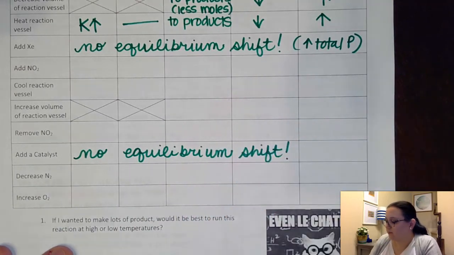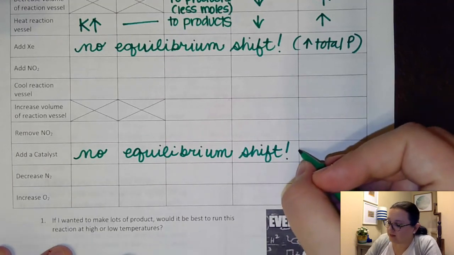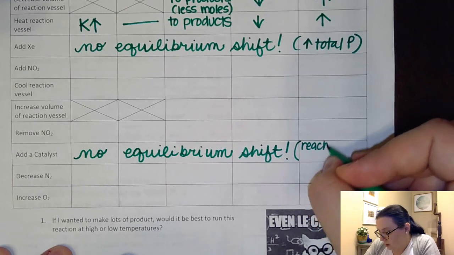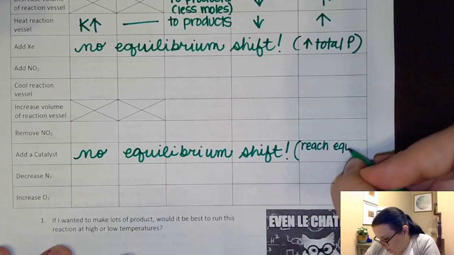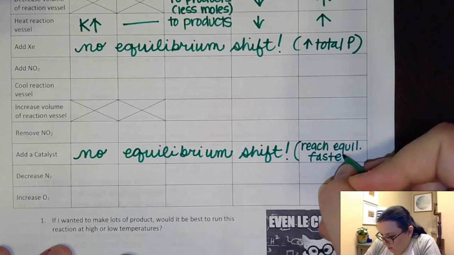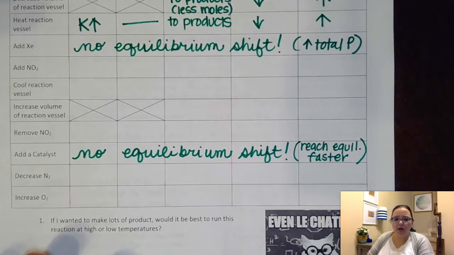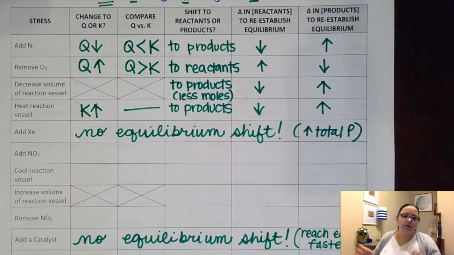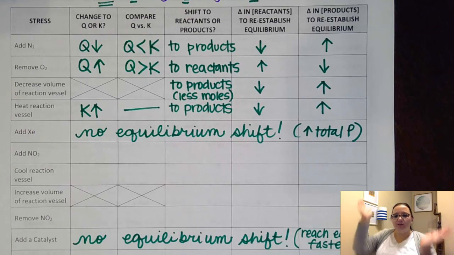All that the catalyst does is allow us to reach equilibrium faster. So if you do one of the other effects, like increase oxygen or decrease nitrogen or whatever, the catalyst will allow the seesaw to balance out more quickly, but it doesn't change where the seesaw is balanced. So just be careful on that one.